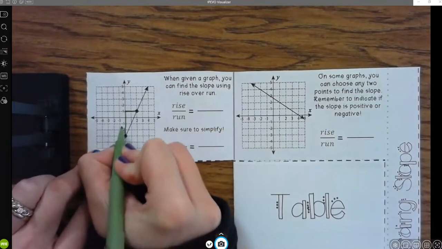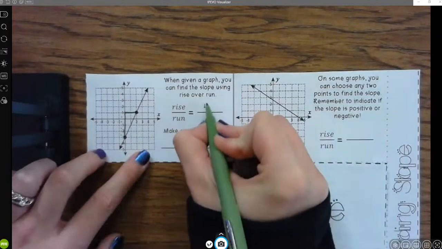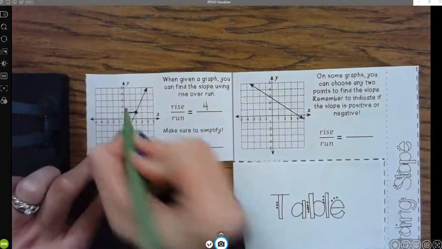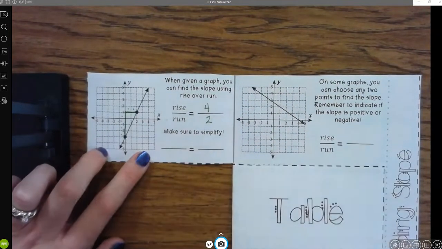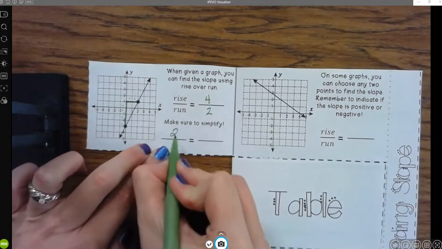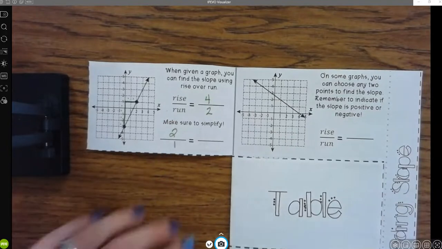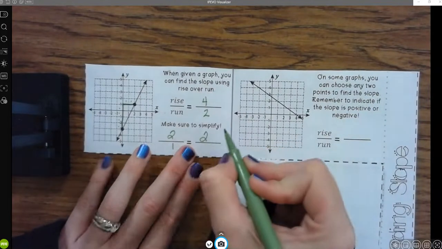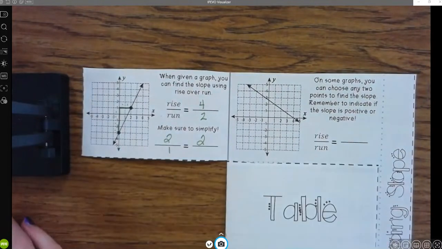So we went up 1, 2, 3, 4. And we went over 1, 2. And always make sure to simplify your slope. So 4 over 2 simplifies to 2 over 1, but I can simplify that even further to 2. So that graph has a slope of 2. On some graphs, you can choose any 2 points to find the slope. Remember to indicate if the slope is positive or negative.